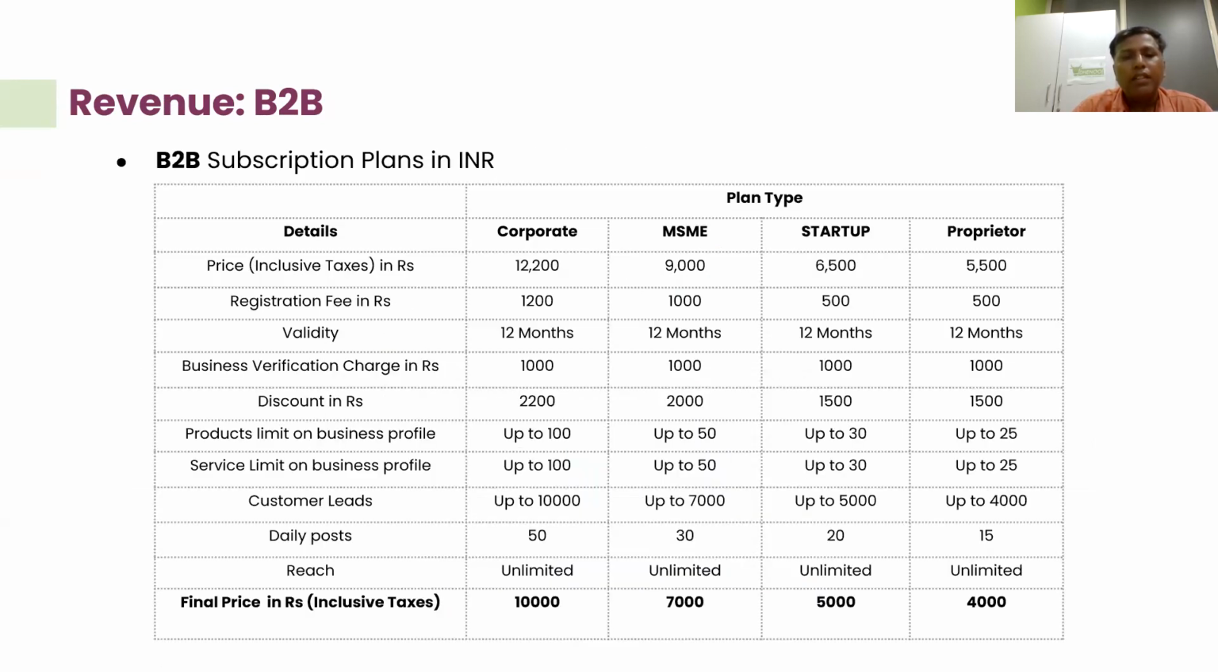And this is how we charge for our corporates, MSMEs and startups and proprietors. So these are our customers. We charge 10,000 rupees for a year, which is very negligible fees for corporates to be on the platform. 7,000 for MSME sector, meaning the small and medium enterprises. For the startups, which are new companies recently launched, we are charging them 5,000. And 4,000 is the charge for the proprietors, meaning the retail shops and small shops that are selling some or the other things to the farmers in the local areas. So this is how our plans are.